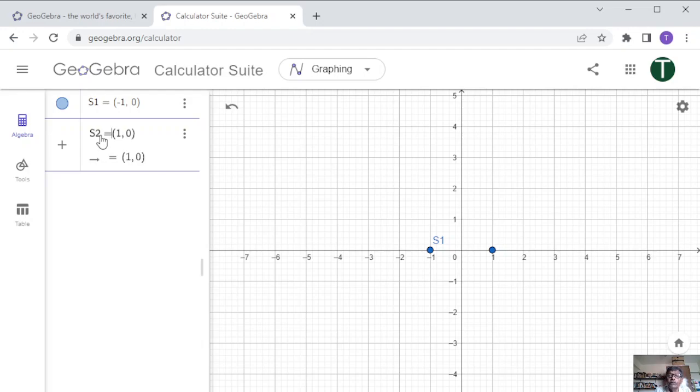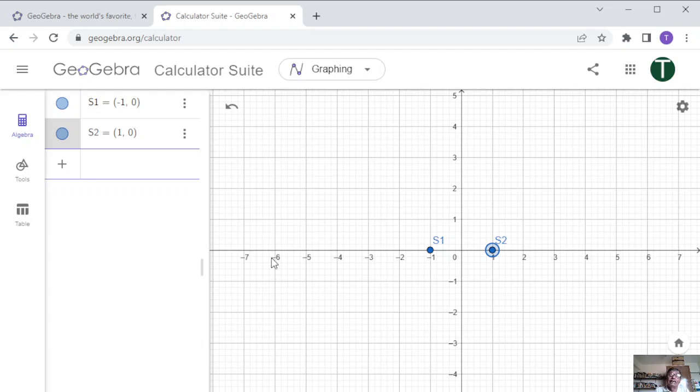Okay, so S1 and S2 are the two foci I've drawn. Then you take any point you like, for example, P. Now, like an ellipse, if you simply define the foci, there may be an infinite number of hyperbolas you can draw. You cannot get a unique hyperbola.